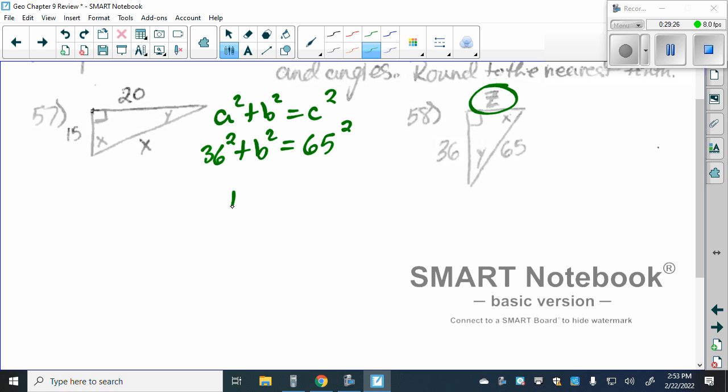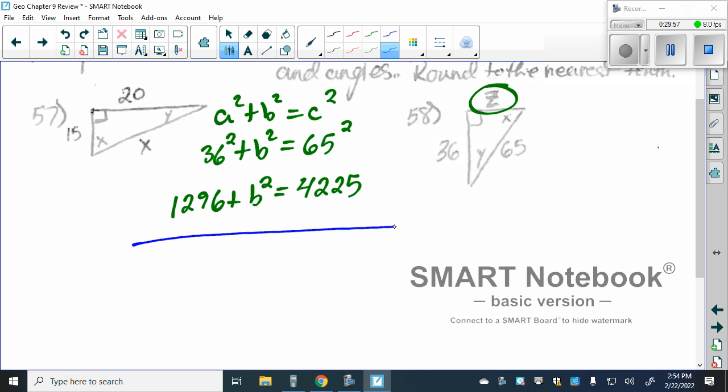Now 36 squared, if we plug that into the calculator, we get 1,296. Then we can also do the same thing for 65 squared, which is going to be a big number. We can plug those into the calculator and get them. Now we do need to get b by itself, so we would subtract 1,296 from both sides, because these would cancel.